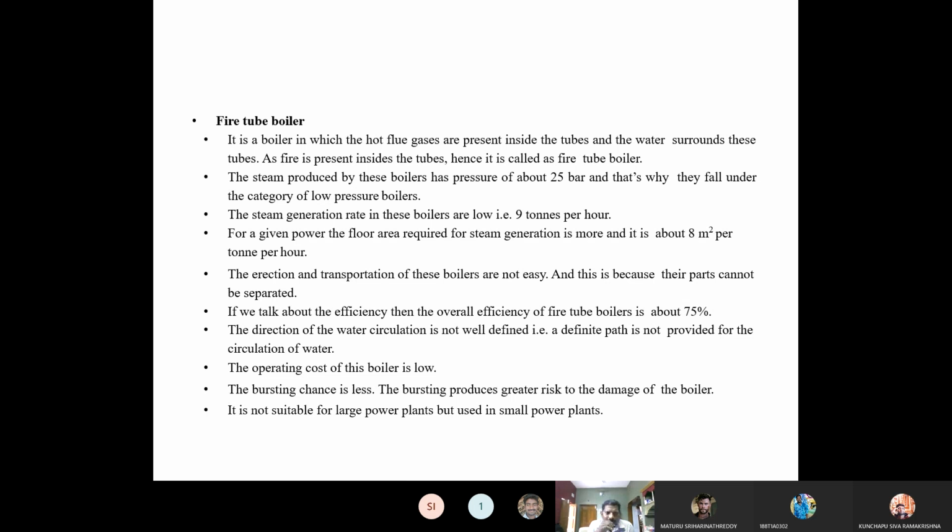Now see the fire tube boiler. It is a boiler in which hot gases are present inside the tubes.